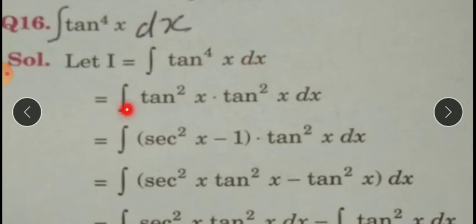Again we can write tan raised to 4x as integration tan square x into tan square x. We know that sec square x minus tan square x is equal to 1. So in place of the first tan square x, we can write sec square x minus 1. Multiplying with tan square x, I is equal to integration sec square x tan square x minus tan square x.